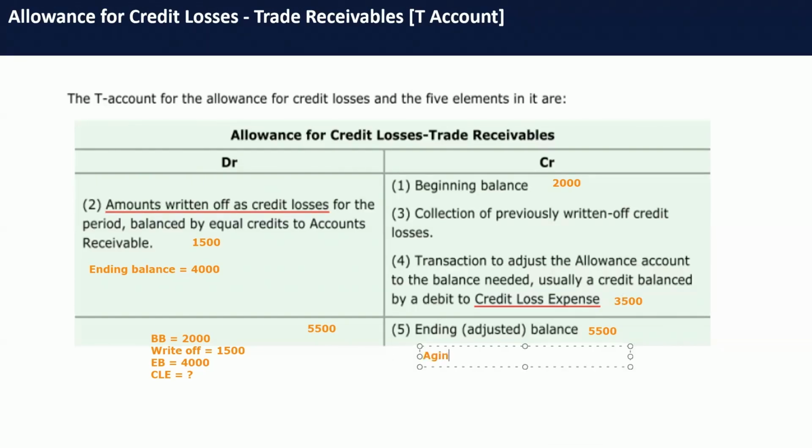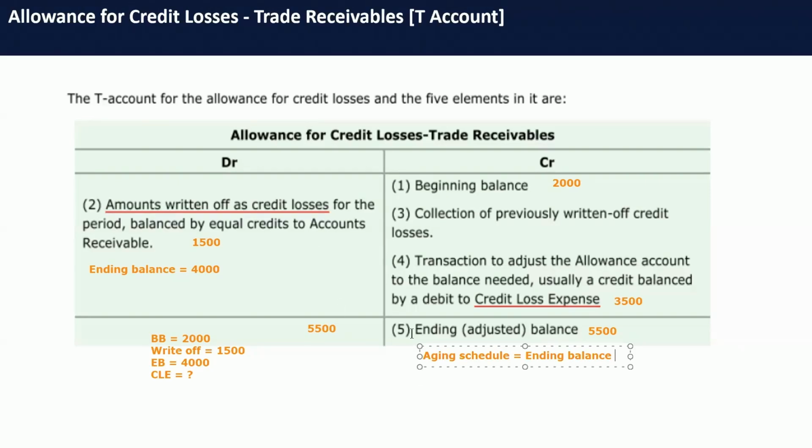They'll give you something called as aging schedule. If you calculate aging schedule, easily you will arrive at ending balance. That is your ending balance. Ending balance, no need to worry. Now, ending balance, you will know. Beginning balance, they will have given. In some questions, they'll give you credit losses, write-offs they'll give you. The only thing they will ask you maximum will be credit loss expense. So, you should know how you have to calculate.